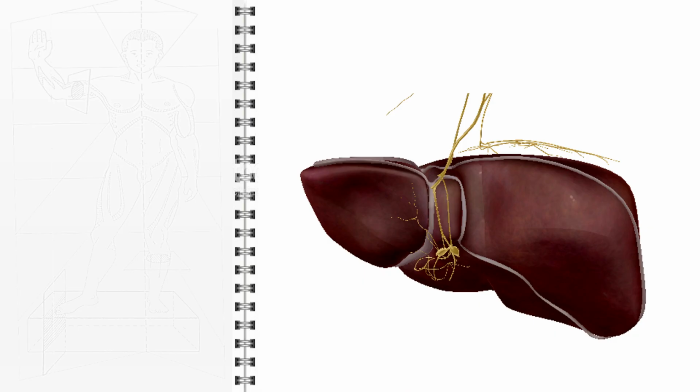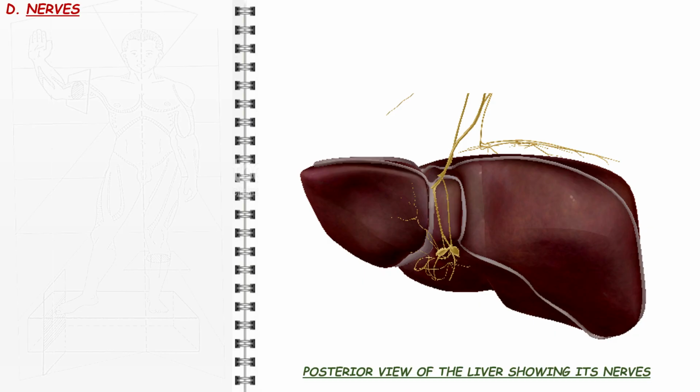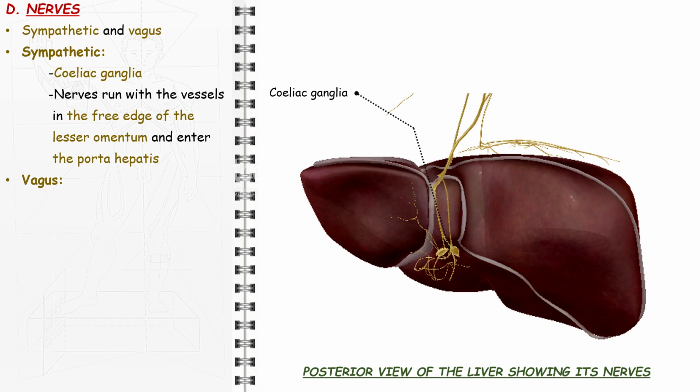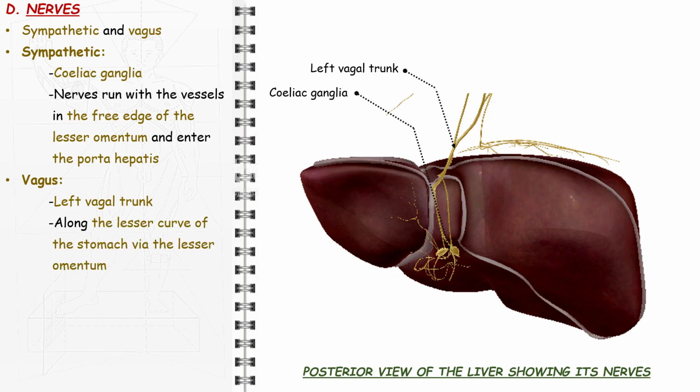The nerves of the liver consist of sympathetic and vagus. The sympathetic supply is ensured by the celiac ganglia that give rise to nerves running with the vessels in the free edge of the lesser omentum and enter the porta hepatis. The parasympathetic supply of the liver is held by the left vagal trunk along the lesser curve of the stomach via the lesser omentum to the porta hepatis.